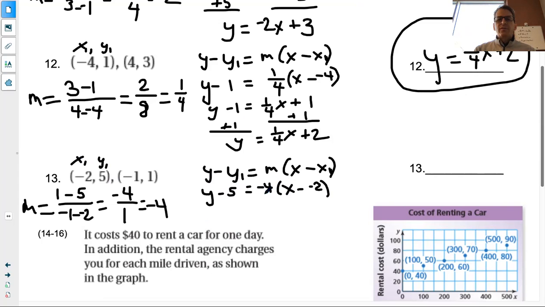Next step, we'll use this distributive property, y minus 5 is equal to the slope, -4 times x. And then we've got a subtracting a negative again, so you're going to add +2, but then you're going to multiply it times the -4, so that gives you a -8. And your final answer here, let me make that 8 a little bit better.